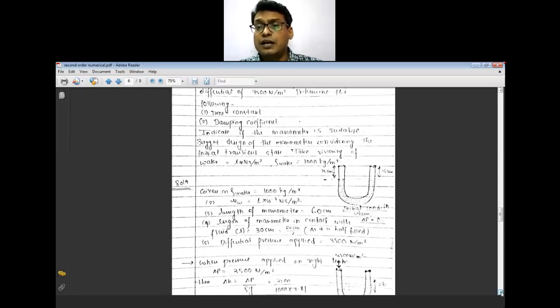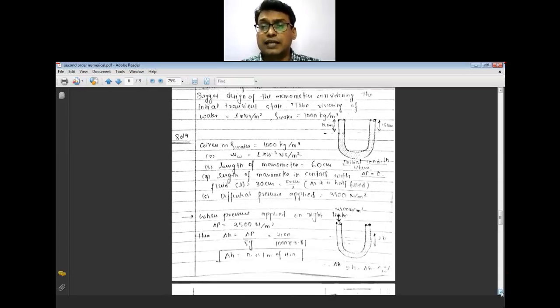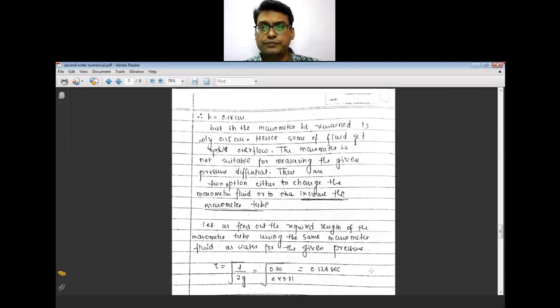So simply from the given pressure we are going to calculate the delta H, that is delta P upon rho g. Delta P is 3500, and delta H comes as 0.357 meters of water column. So this is nothing but 2H, which is equal to the delta H. So H comes as 0.1H.